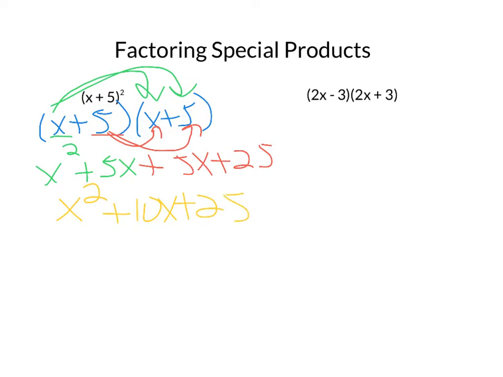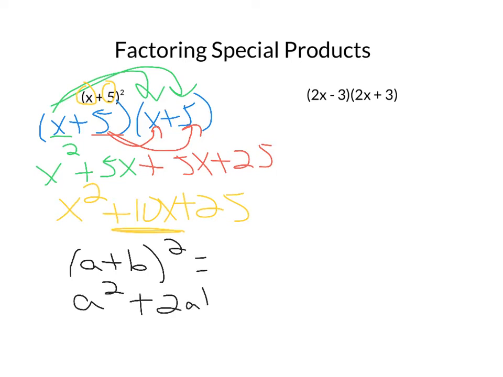Now if we look, x squared is the square of our first term, and 25 is the square of our second term, 5. This middle term is twice the product of the two terms. So if I multiply 5 and x to get 5x and double it, I get 10x. So my special pattern or special product is if I have the quantity of a plus b squared, it is equal to a squared plus 2ab plus b squared.